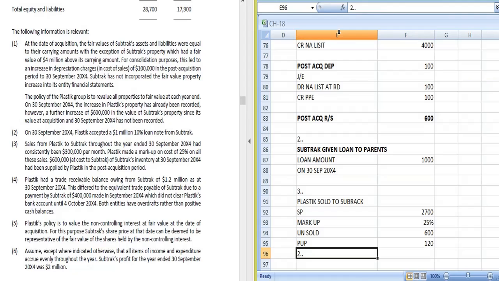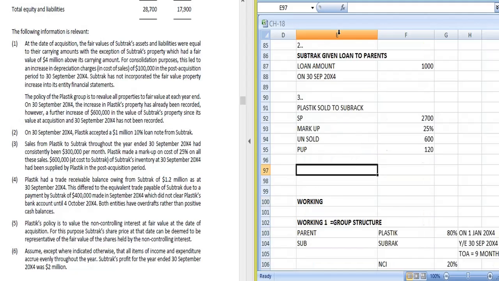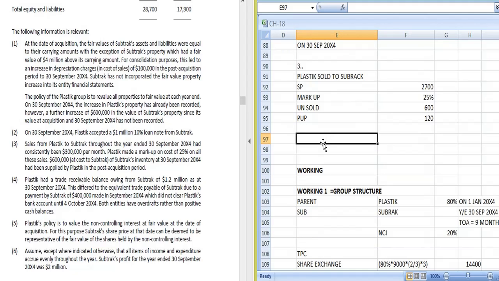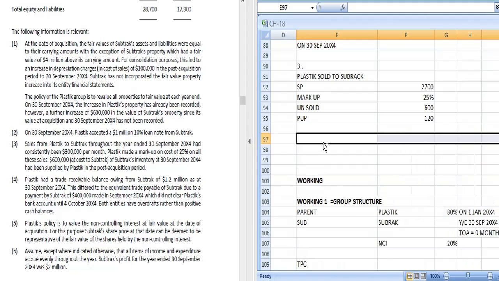Okay. So now what the next point is saying: plastic had a trade receivable balance owing from subtract of 1.2 million as at 30 September 2004. This referred to the equivalent trade payables of subtract, due to the payment by subtract of 400,000 made in September 2004, which did not clear plastic bank account until 4 October 2004. Both entities have an overdraft rather than the positive cash balance. So we need to add the row.